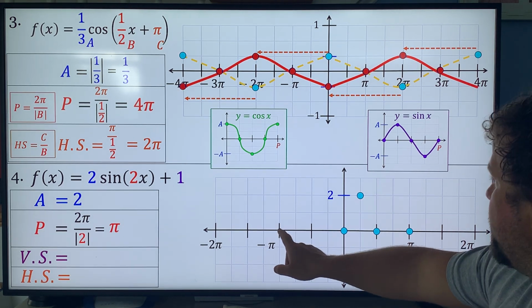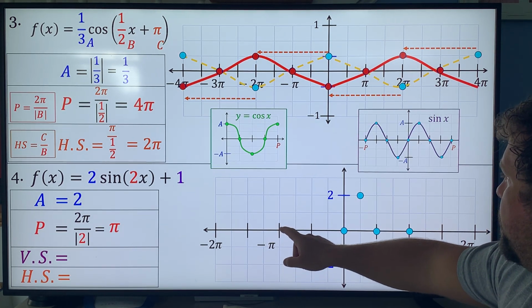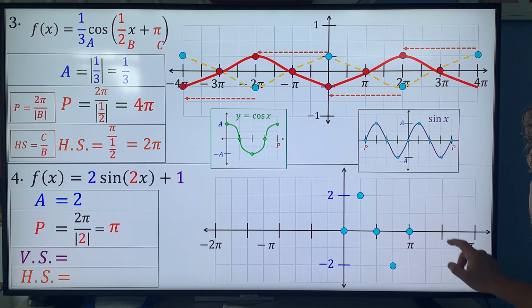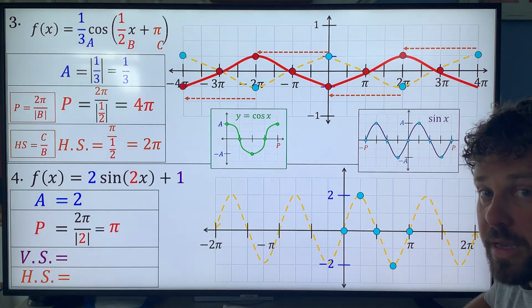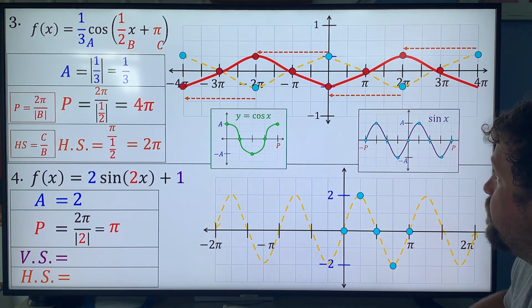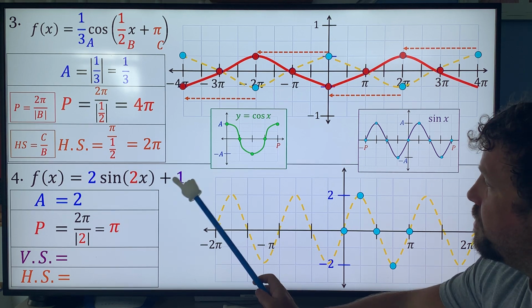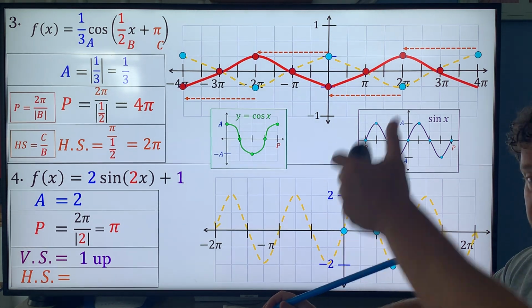And if I start at negative pi, I do the same thing. If I continue, up, down, down, up. So you can just pretty much fill in the rest of your dots. Got it? Good. All right, vertical shift. Which way? 1 up because it's positive.